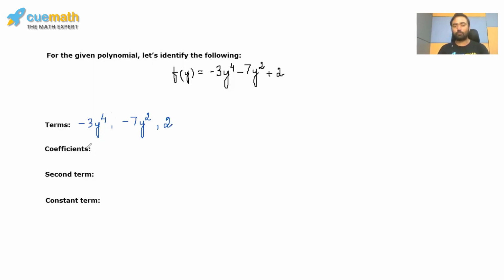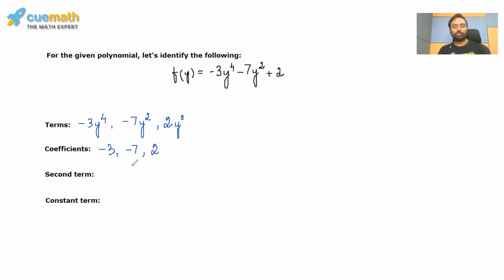Now speaking about the coefficient, we can write the third term as 2 times y raised to the power 0. The coefficient is anything in a term which is not a variable. So the coefficient of the first term, negative 3 y raised to the power 4, is negative 3. The coefficient of the second term is negative 7 and the coefficient of the third term is 2.